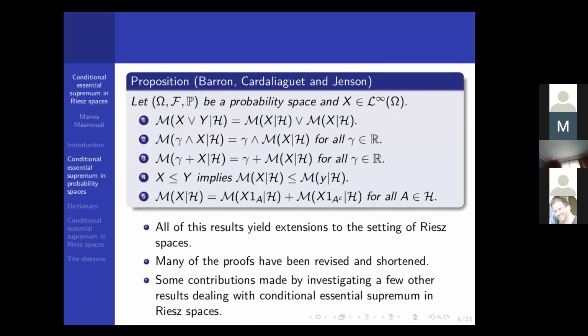The conditional essential supremum enjoys many important properties. We cite some of them in the following. Amazingly enough, all of these results yield extensions to the setting of Riesz spaces. Moreover, many of the proofs have been revised and shortened, in addition to some contributions made by investigating a few other results dealing with conditional essential supremum in Riesz spaces.